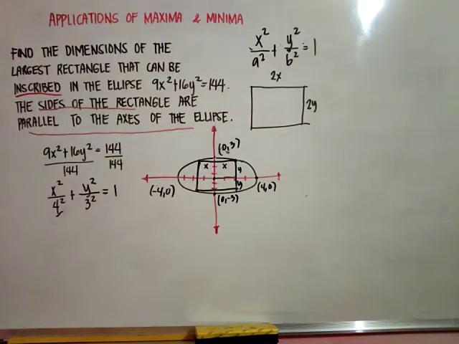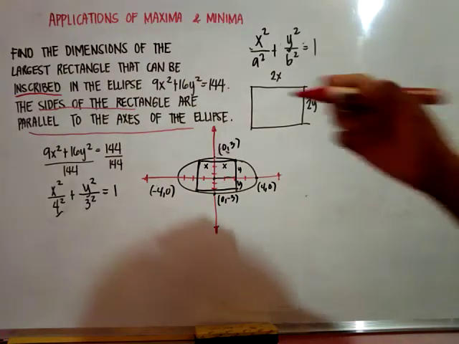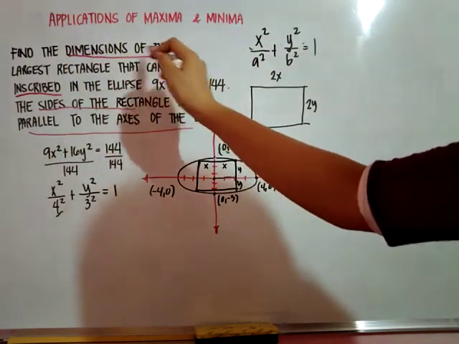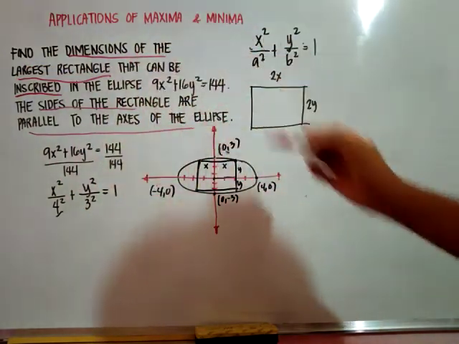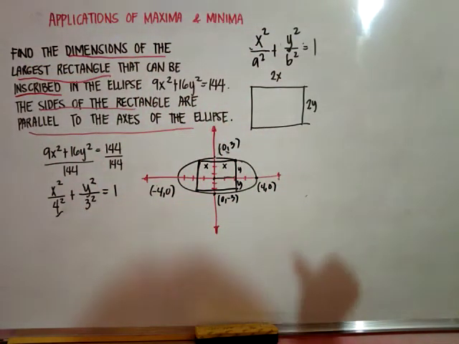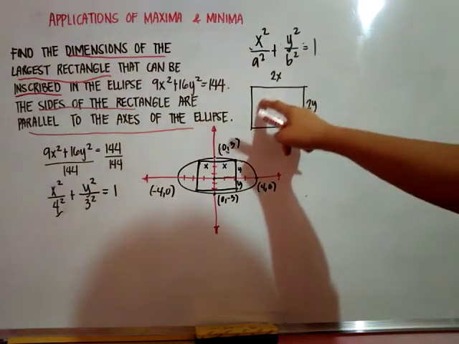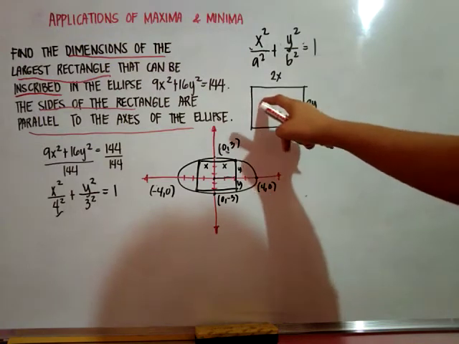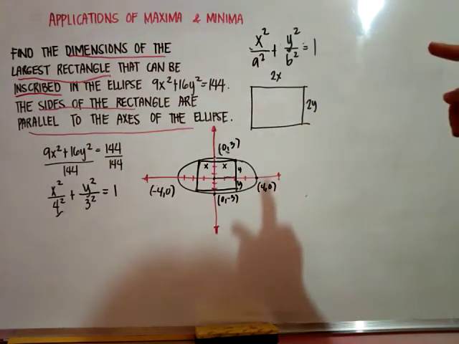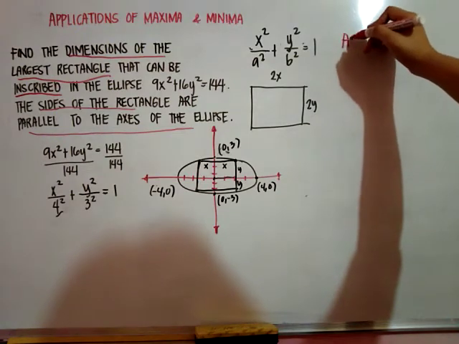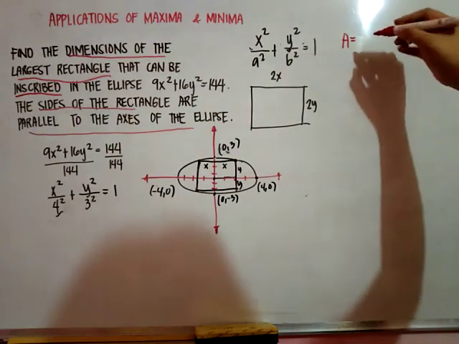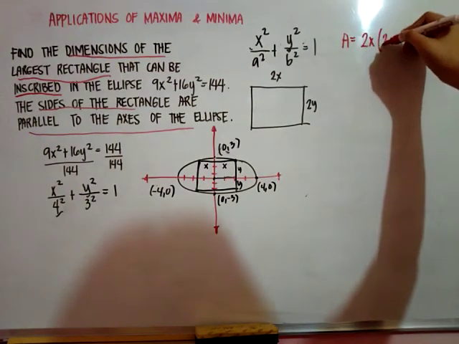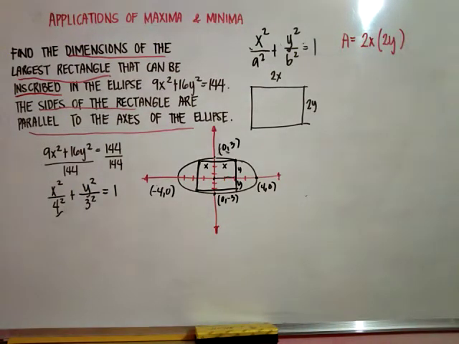So, next step is to determine what quantity needs to be maximized or minimized. Based on the problem, what we need to maximize is the dimensions, or rather the area of the rectangle. When it says largest rectangle, it pertains to the largest area that the rectangle can cover. So, therefore, what we will maximize is the area of the rectangle. So, we have the equation 2x times 2y.